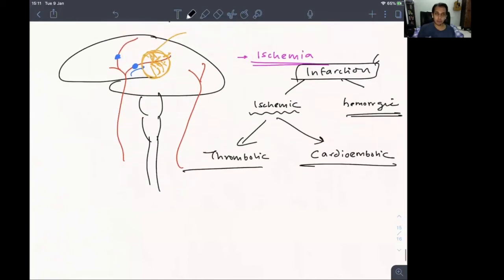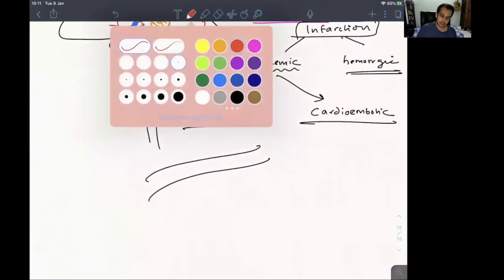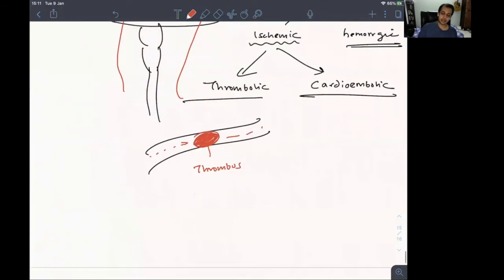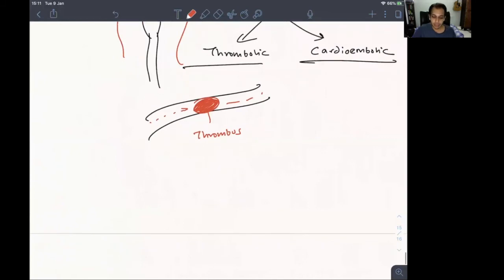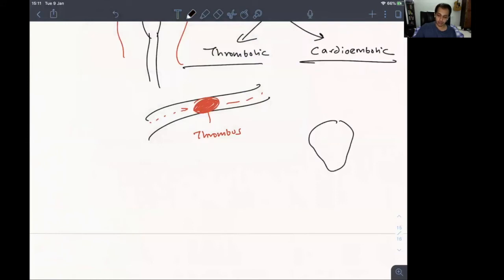When we say thrombotic, we mean that if there is a blood vessel, then there is a plaque formation causing a thrombus, and that prevents your blood from flowing onwards. And when we say cardioembolic, what we mean is that from your heart, there may be a small plaque that is released into the arch of aorta, which may go all the way up to the brain, causing blockage.